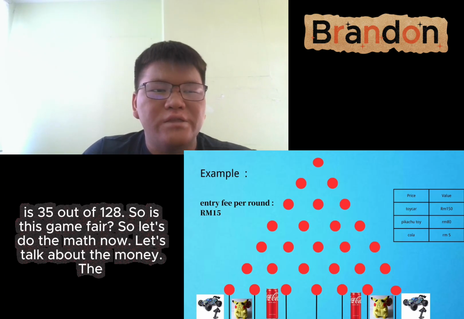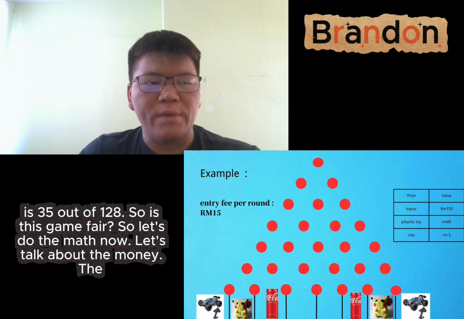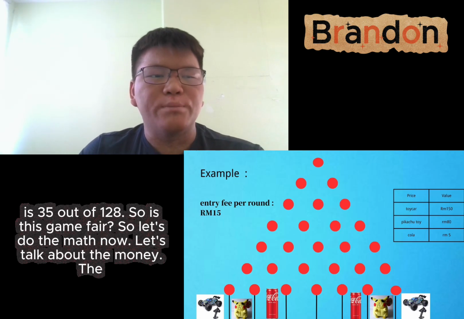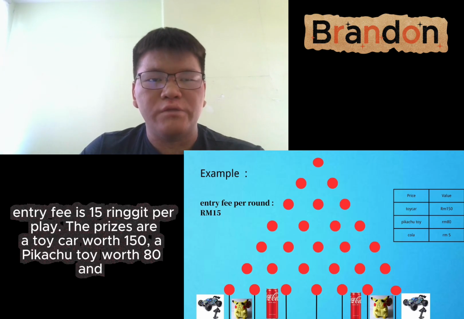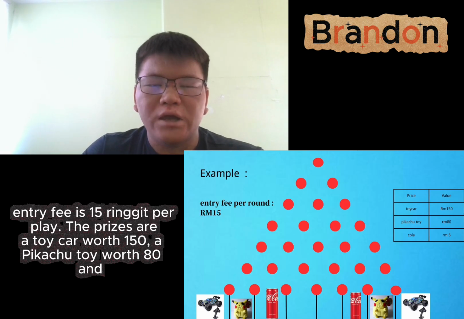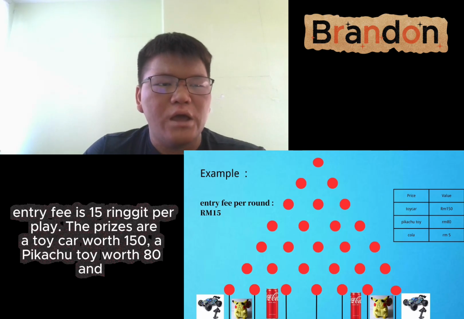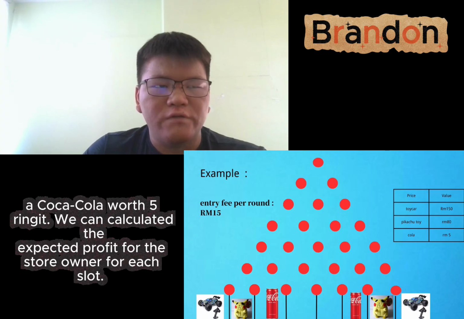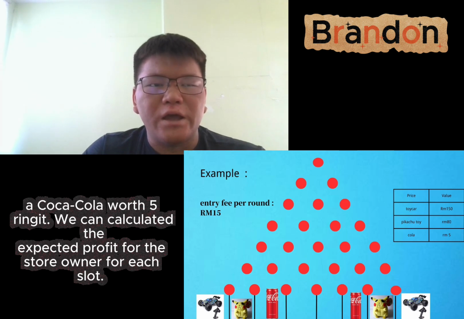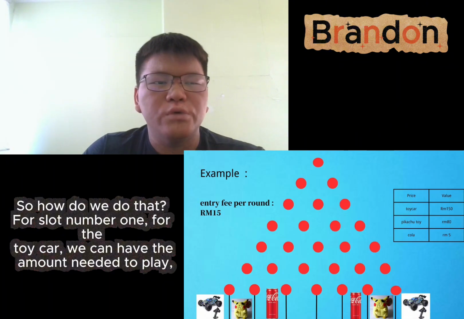So is this game fair? Let's do the math. Now let's talk about the money. The entry fee is 15 ringgit per play. The prizes are a toy car worth 150, a Pikachu toy worth 80, and a Coca-Cola worth 5 ringgit. We can calculate the expected profit for the store owner for each slot. So how do we do that?